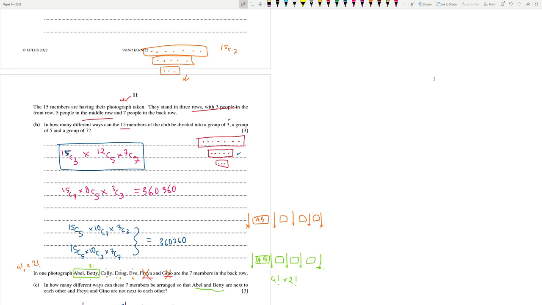So you can start with any row. Suppose I started with the front row. 15C3 times 12C5 middle row times 7C7. It is the same as starting with the back row. 15C7 into 8C5 into 3C3. You will get the same answer, which is 360, 360. Okay?